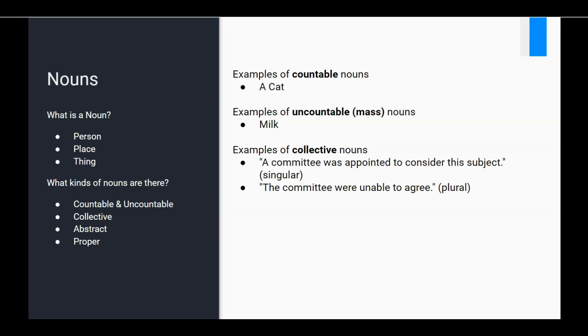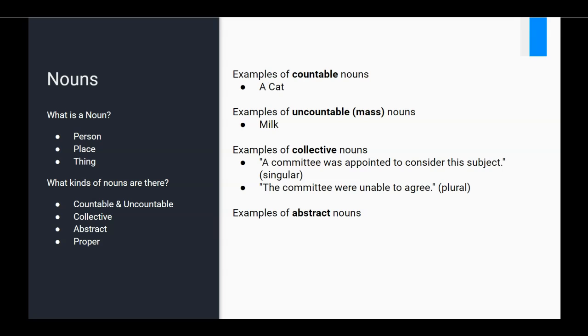Examples of acceptable and unacceptable use given by one publisher in plain words would include, as I have here, the committee was appointed to consider the subject. The committee were unable to agree. Another one could be, the committee were of one mind when I sat in on them.